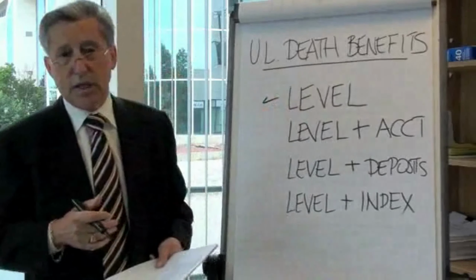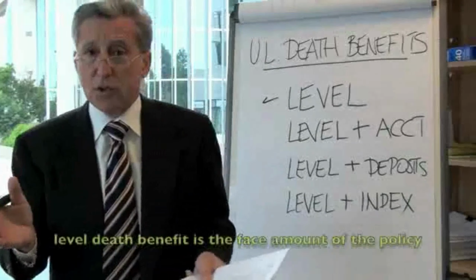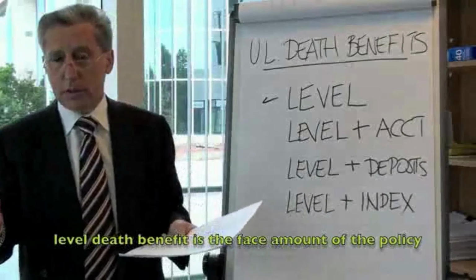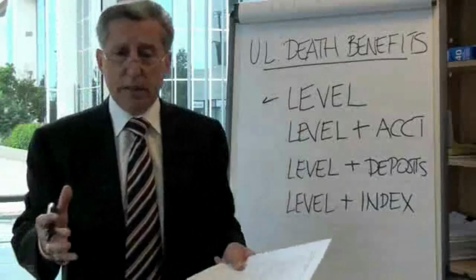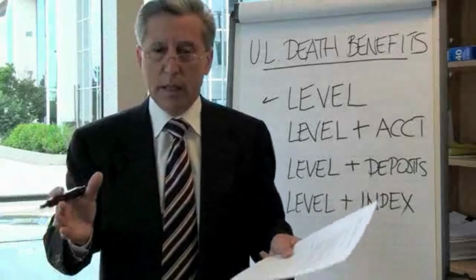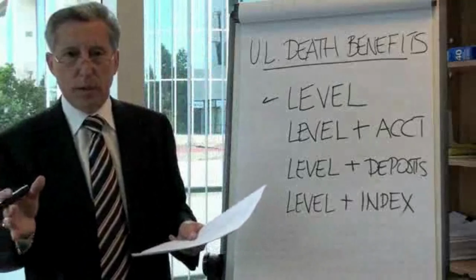The first one is what we call the level death benefit option, which is essentially the face amount of the policy. So if you're insured for $500,000 and you die, you get $500,000. It doesn't pay out any cash value, any account value, anything along that line. It's strictly the death benefit, the face amount of the policy.